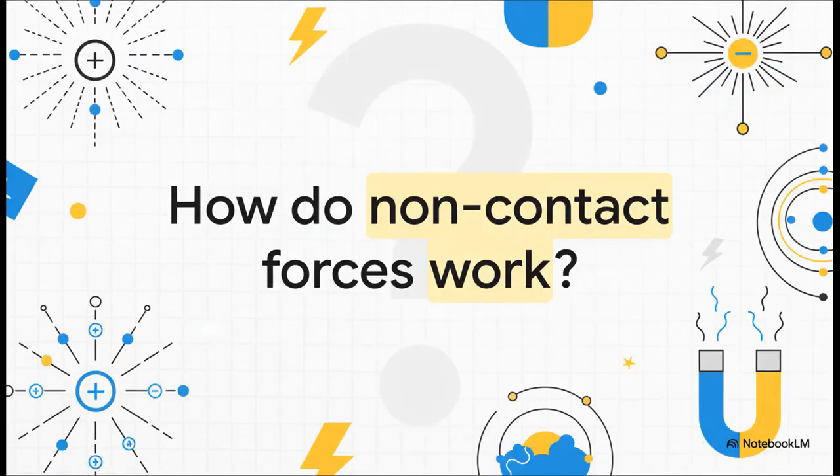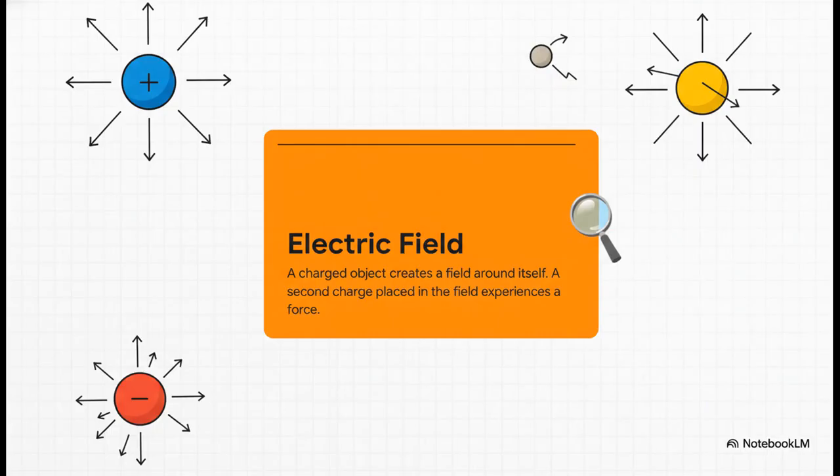But hold on a second. If they're not touching, how does one charged object even know another one is nearby? How can it possibly push or pull it from a distance? It kind of sounds like magic, doesn't it? Well, it's not magic, it's physics, and the answer is something called an electric field.